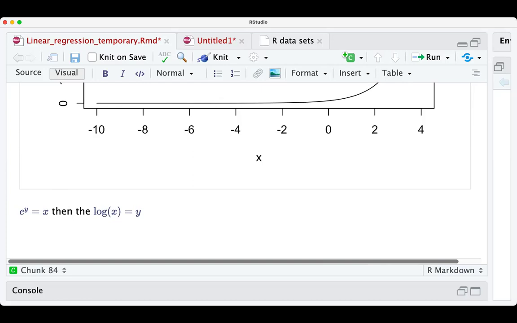So the logarithm of a number, let's take a number a, is defined as the number b such that e to the power b is equal to a. The definition of inverse.